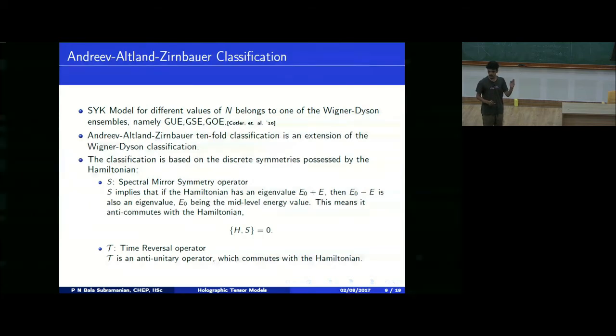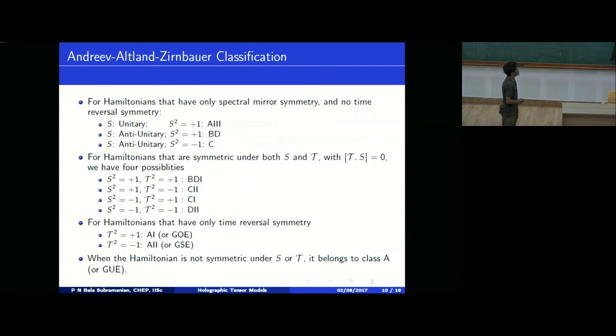E0 is the mid-level of all of this. It's at the center of all the eigenvalues. So this condition essentially requires that the Hamiltonian anti-commutes with such an operator S. We can also associate a time reversal operator. T is an anti-unitary operator which commutes with the Hamiltonian. So this is the full tenfold classification.